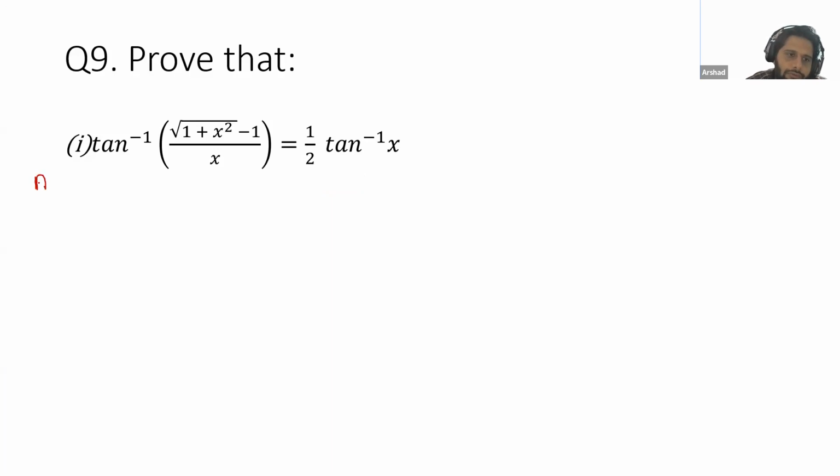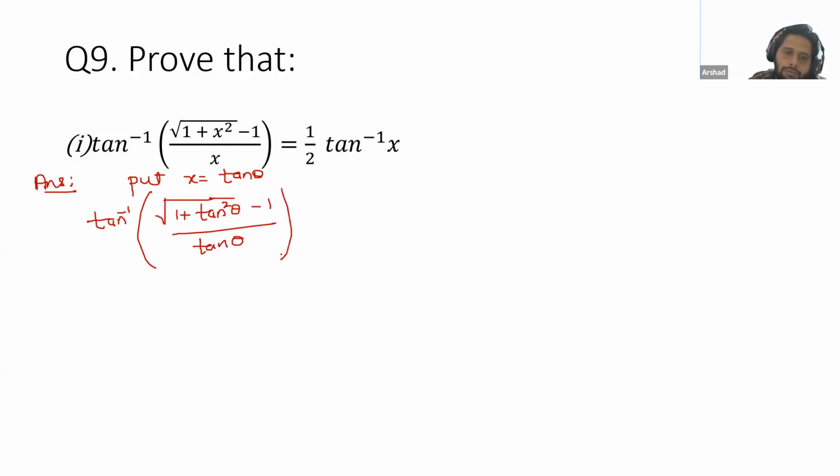So for this one, put x is equal to tan theta. Okay, so what you will get, tan inverse of under root 1 plus tan square theta minus 1 by tan theta. This is equal to tan inverse. Inside this, under root 1 plus tan square, what you will get, sec square theta. So finally this will give you sec theta minus 1 by tan theta. Okay, now change this into sine and cos form. So you will get what, tan inverse.